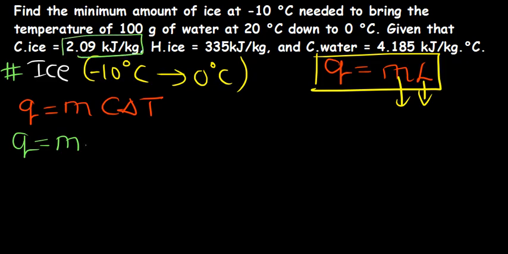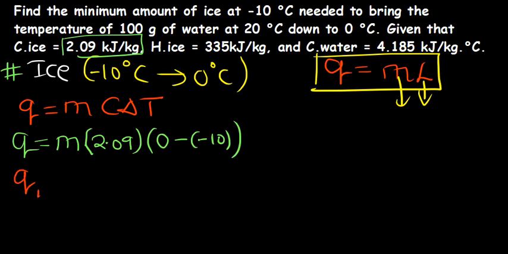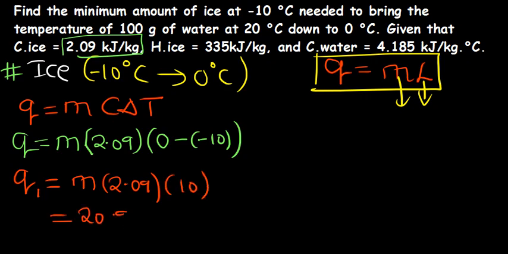So that is 2.09. Okay. And then the change in temperature is from negative 10 to 0, so it's 0 minus negative 10. So after we've multiplied all that, Q1 is going to end up as 2.09 M multiplied by positive 10, which is 20.9 M. Okay.